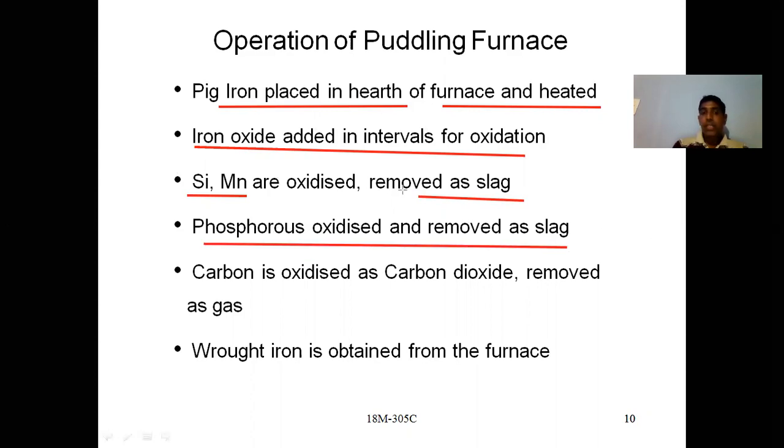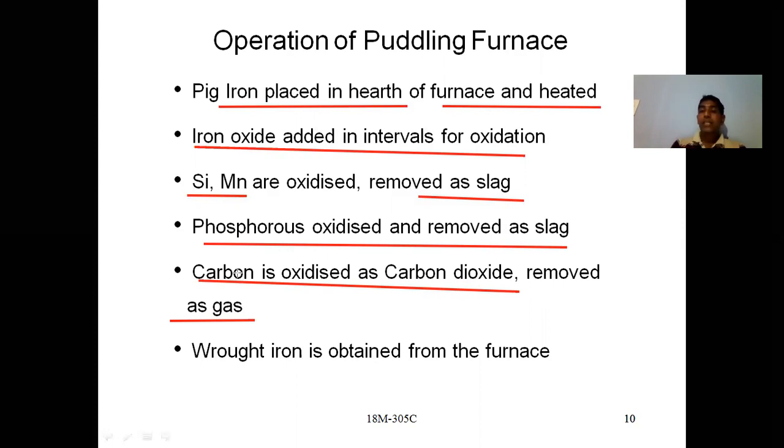So first silicon and manganese are removed, and later phosphorus is removed, and carbon is oxidized and forms carbon dioxide and is removed as gas. Carbon dioxide is a gas, so your carbon is removed as gas, whereas your silicon, manganese and phosphorus are removed as slag.